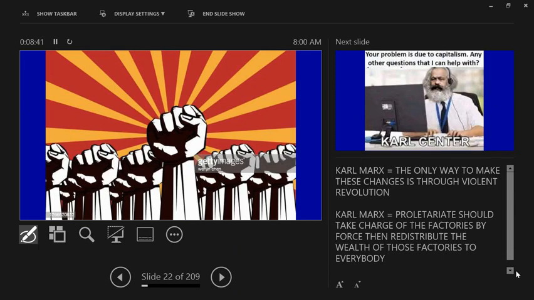And Karl Marx says that the only way to make changes, the only way to make your life better, is through violent revolution. So Karl Marx says that the proletariat should take charge of the factories by force, then redistribute the wealth of those factories to everybody.